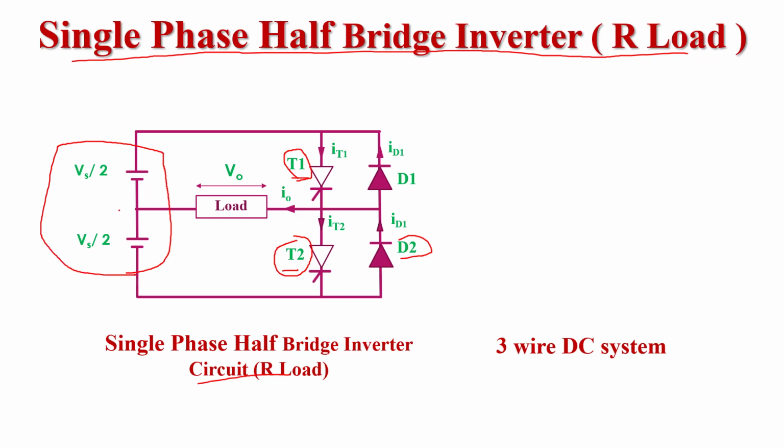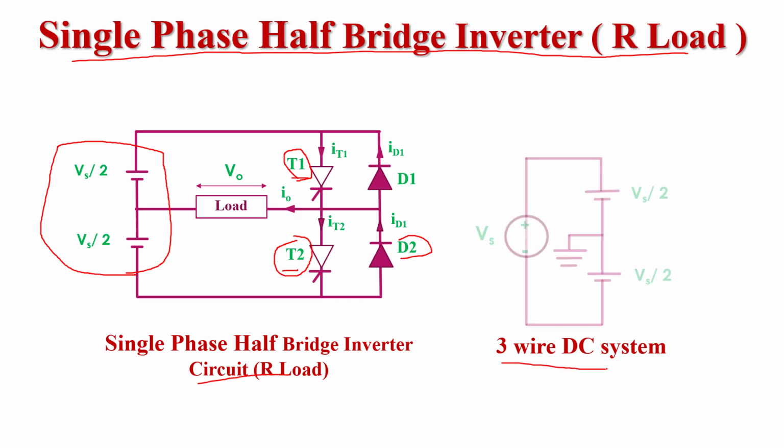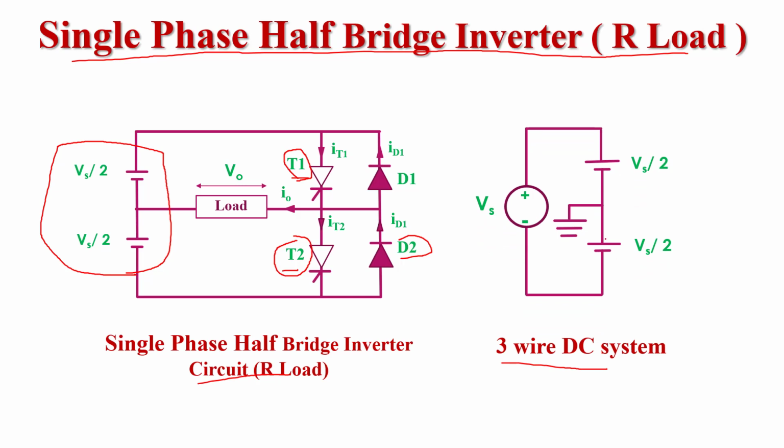So here we use a balanced DC power supply Vs by 2 or Vs by 2. How we generate this kind of DC power supply? To generate this kind of balanced DC power supply, we use the help of a 3-wire DC system. What is a 3-wire DC system? So this is the 3-wire DC system.